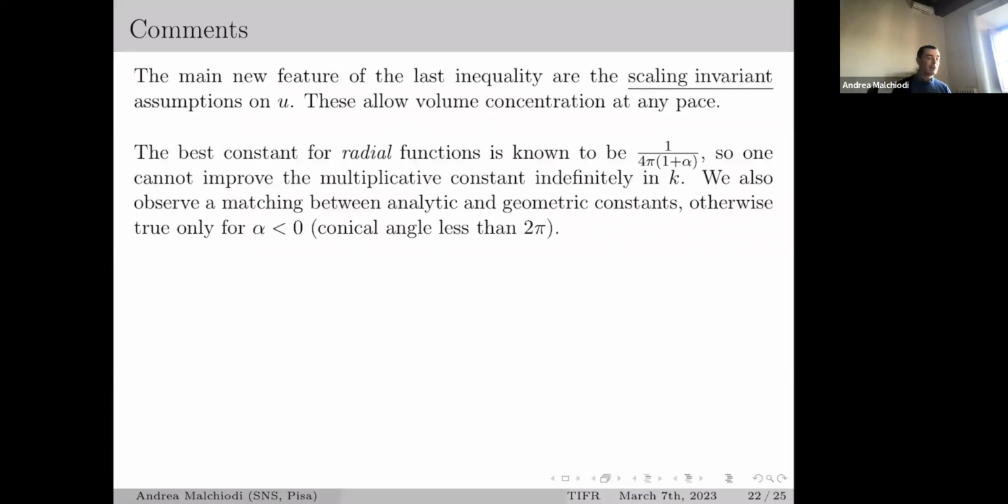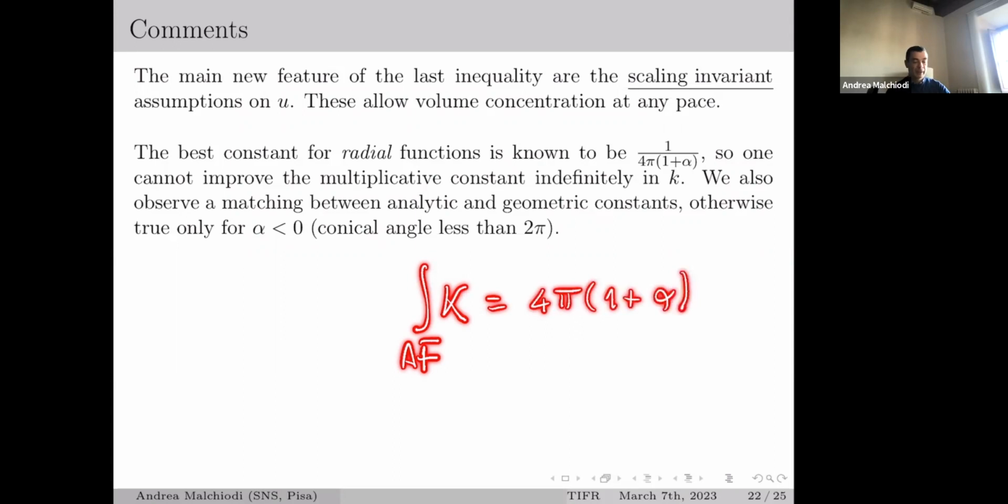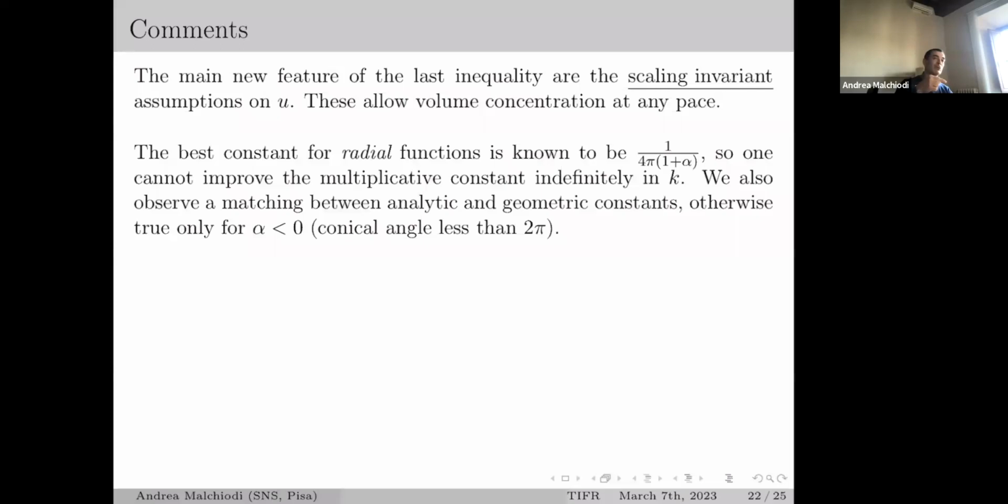And there is also now a matching between the analytic constant, which is 1 over 4 pi (1 plus alpha), and the geometric constant, which appears in the Gauss-Bonnet formula. So recall that when you integrate the Gaussian curvature over an American football, you get 4 pi times (1 plus alpha). Okay, and this constant 4 pi (1 plus alpha) we see now also analytically in the improved Moser-Trudinger inequality.